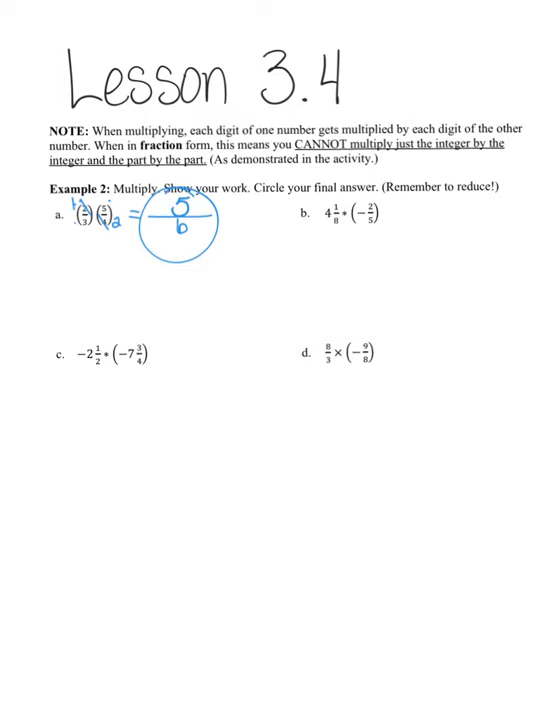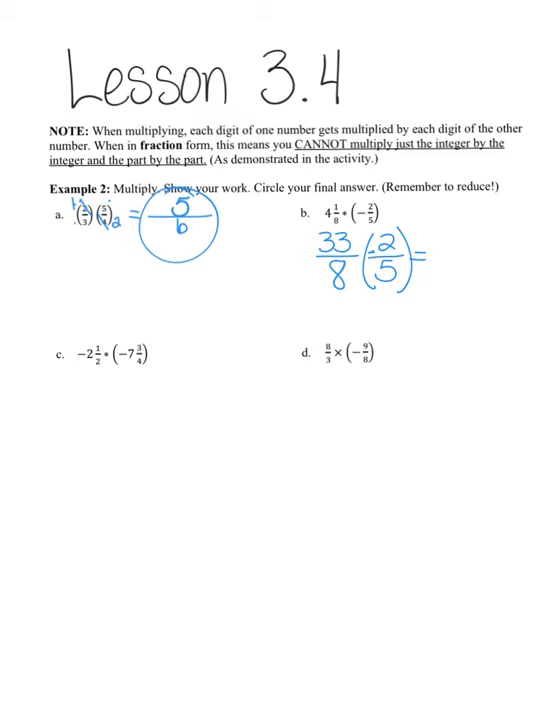Now in part B, we do have a mixed number here. So the first thing that I'm going to do with my mixed number is turn that into an improper fraction. 8 times 4 is 32, plus 1 is 33. So 33/8. And then I've got my 2/5 here, and this is a negative 2/5. So now I'm going to just multiply straight across and then reduce at the end.